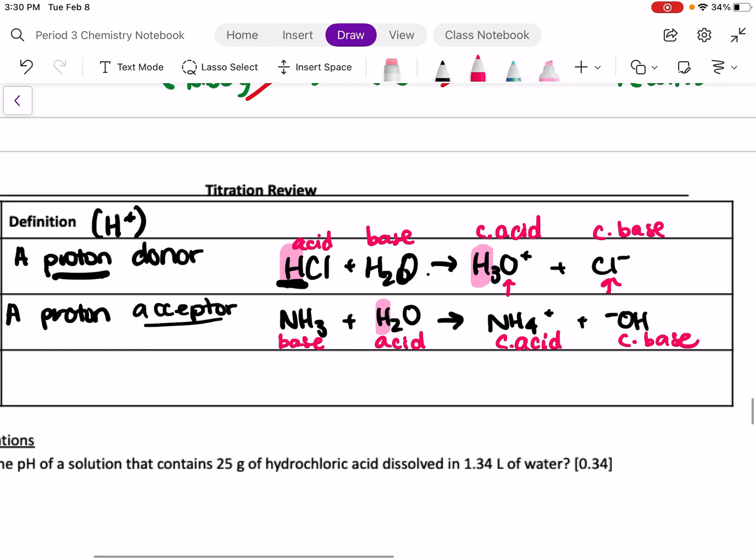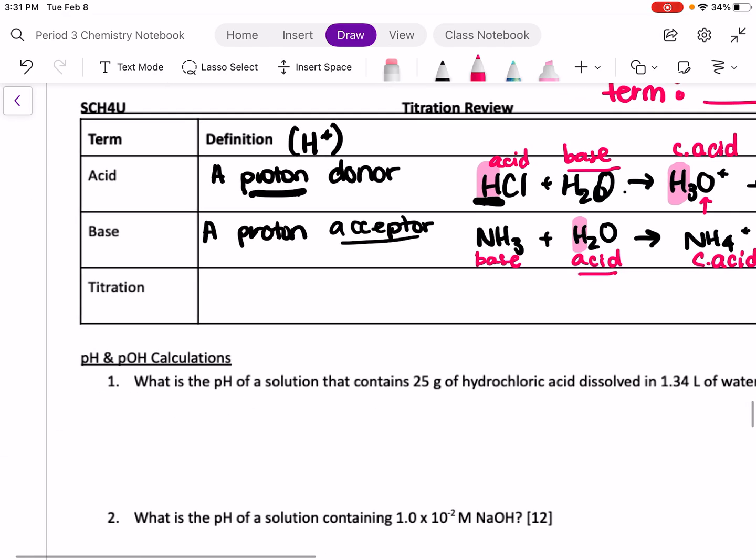Notice that we have two examples with water, and in one example, it's acting like a base and in the other, like an acid. So I want you guys to tell me what is the term for that tomorrow, and I'll know that you've watched this video if you know what that's called.